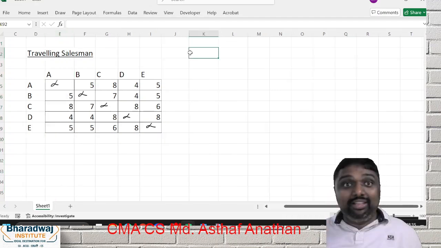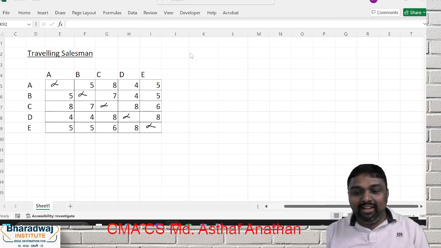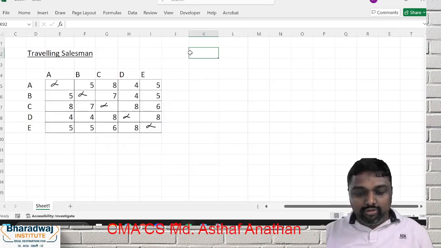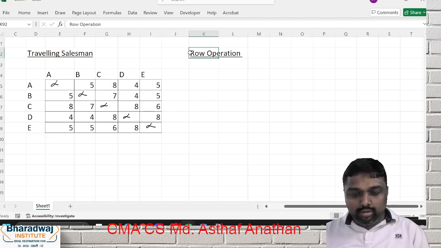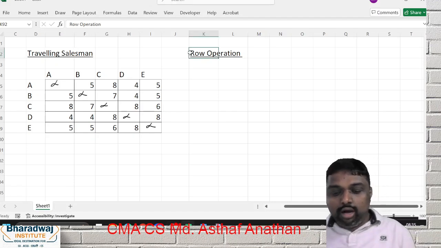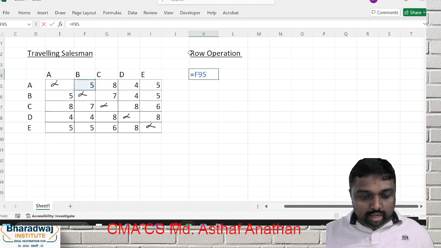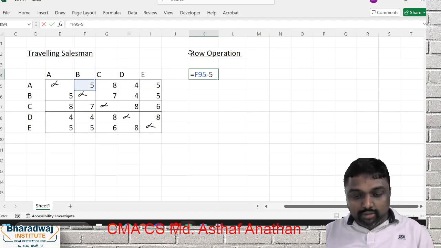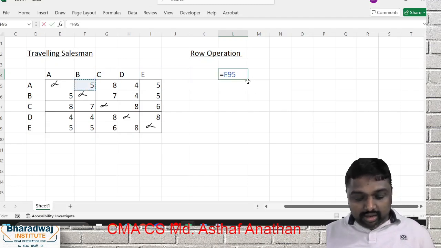We follow the Hungarian method. We have to go for what? Row operation. Hope all of you have done it, friends. What is row operation, friends? Row operation means in each row we have to reduce the least number. So we have 5, and the least number is also 5, so we can go with this. In this row the least number is not 5, the least number is 4. So you have to reduce from the least number. The least number is 4.